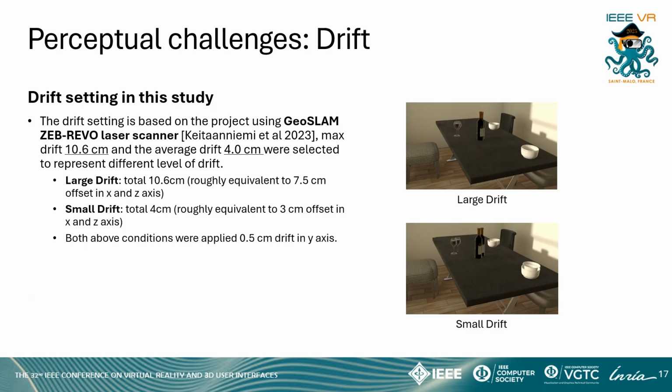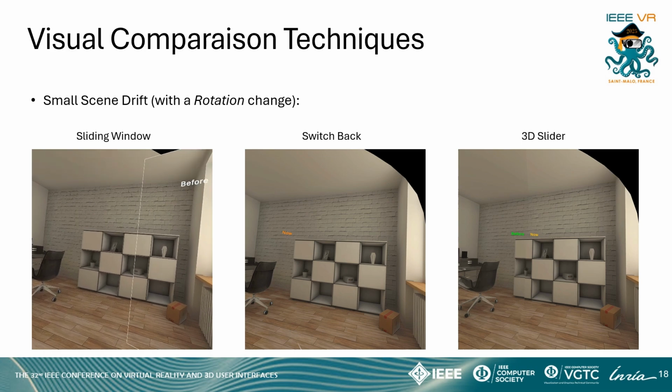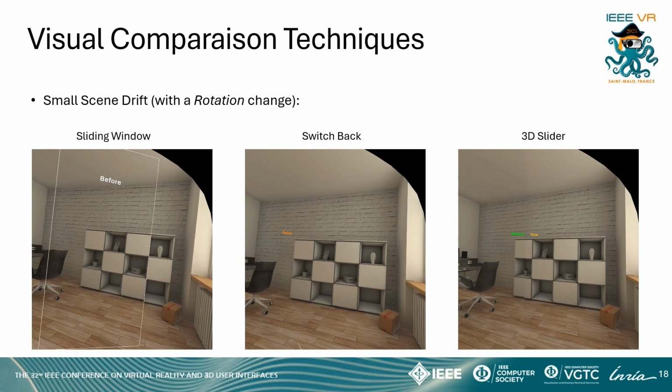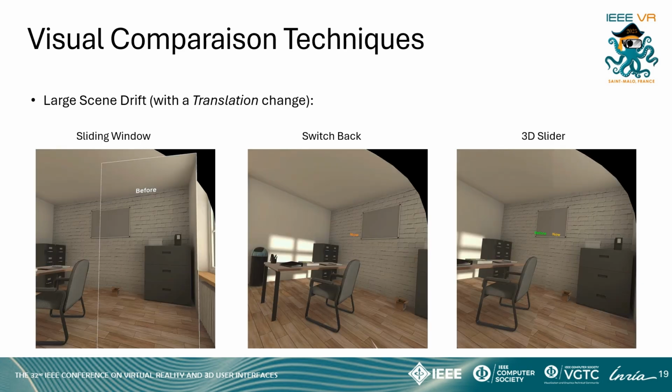We set our large drift and small drift based on one 3D reconstruction assessment using a practical laser scanner. The left image shows how the large drift and the small drift look in our study. Here are the videos for the three techniques on the small scene drift condition. And in the large scene drift condition.